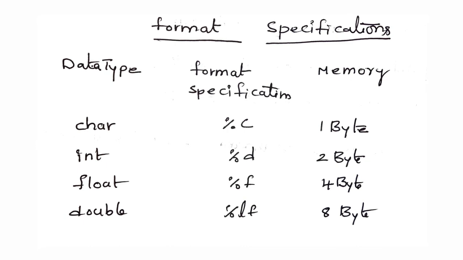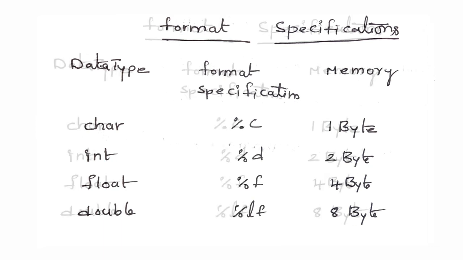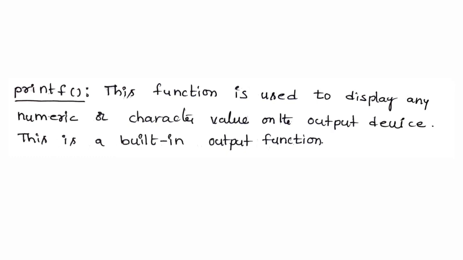The fourth one is double. A double type data is more than integers and float. It reads numbers without a decimal point and with decimal points also, either positive or negative. The format specification for double is %lf, meaning long float, and the memory size is 8 bytes. Now let's go to the functions.